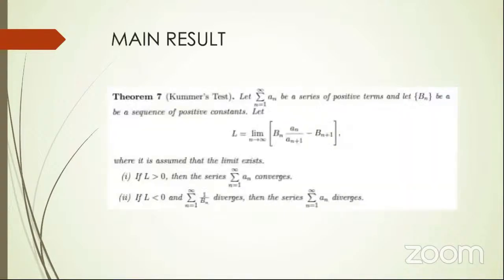So, ano nga ba itong mga to? Yung Raabe's test is just a specific case of Kummer's test associated with the sequence b sub n which is equal to 1. So the set containing b sub n is equal to the set containing 1. And Kummer's test is a generalization of Raabe's test.